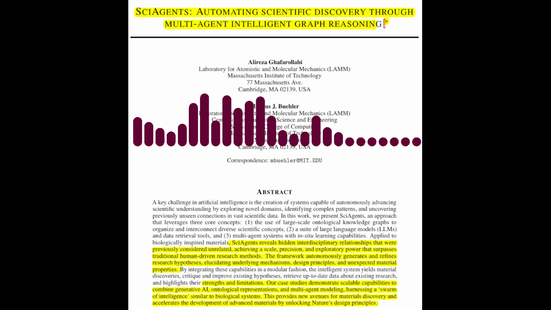This was a fascinating discussion on the potential of AI to automate scientific discovery. Thank you for sharing your insights.